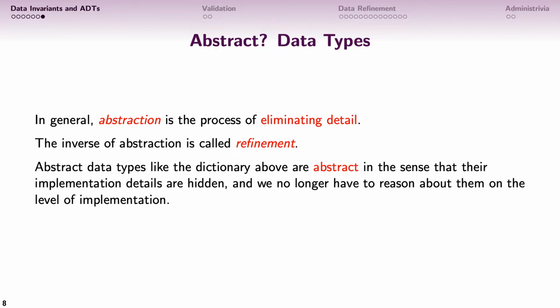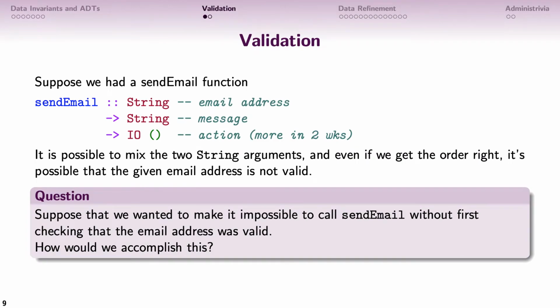Okay, so another use case for these modules and for data invariants is for data validation. I showed you before this example of a data invariant that says this date is a valid date. And we can do a similar thing with stuff like email, right? So suppose I have this email function. Now this IO thing, we'll be talking about this a bit more next week.